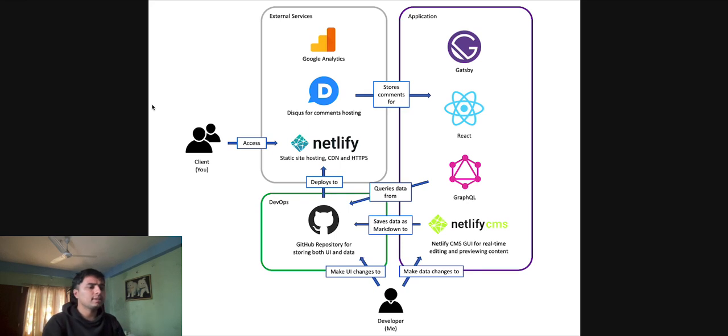So a simple JAMstack architecture is shown here. JAMstack basically means a certain architecture to follow to make your JavaScript based application. Here we are looking for a CMS based website.